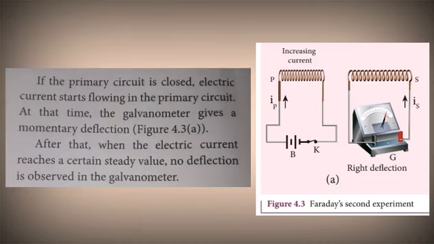If the primary circuit is closed, the electric current starts to flow in the primary circuit. At that time, the galvanometer gives a momentary deflection. After that, when the electric current reaches a certain steady value, no deflection is observed in the galvanometer.